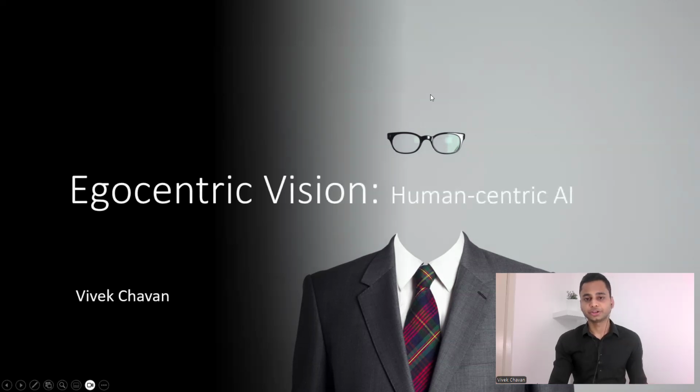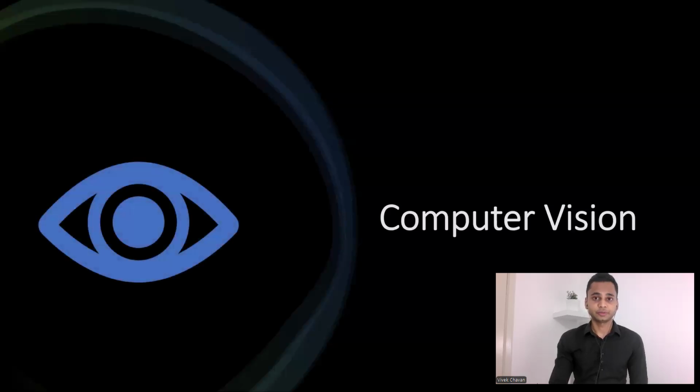Hi, I'm Vivek, and I'm going to introduce the topic of egocentric computer vision. Now, for this talk, I'll assume that you're familiar with computer vision, AI, and the general terms around that. Basically, computer vision is teaching AI models or machine learning models or robots to see and interpret the 3D world around us in a similar way as human beings would.